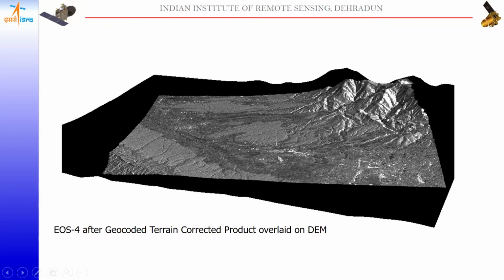We have just grabbed that SAR image on the digital elevation model. You can see this layer is fully spread over the mountain region, and due to the terrain correction process, you can see proper mountains forming after doing the terrain correction.